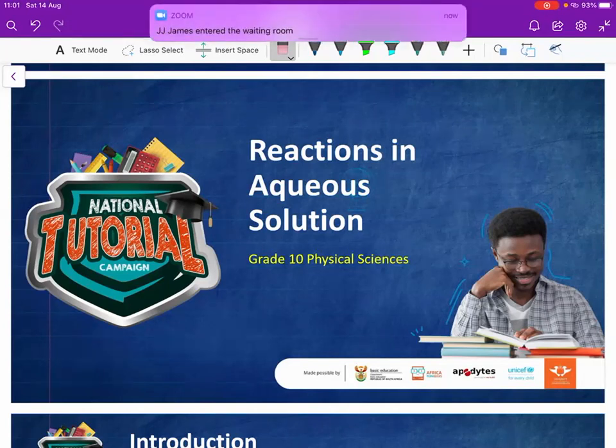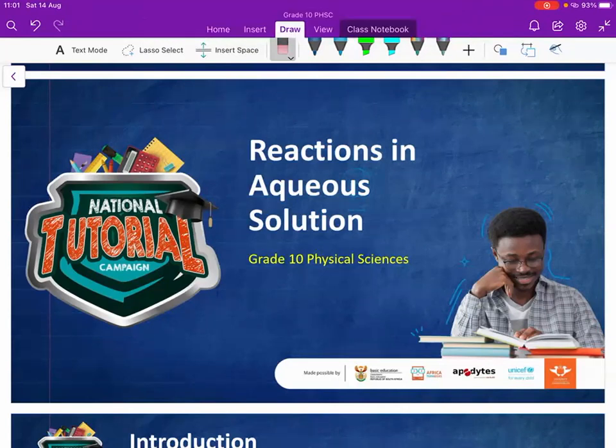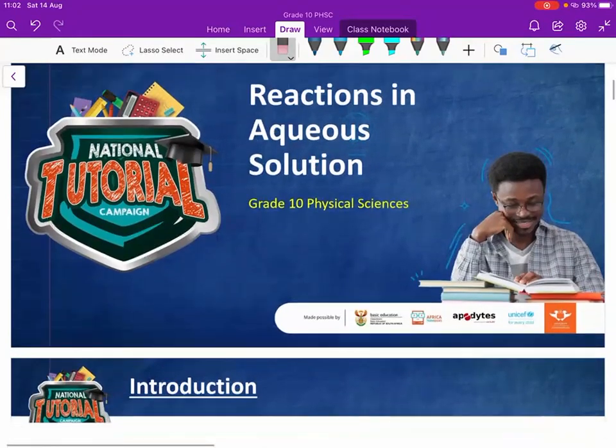The most important skill you need, and what you will learn here hopefully, is to write chemical equations that happen in aqueous solutions. This will help you in grade 11 and in 12, and then obviously for grade 10. So let's get down to it.